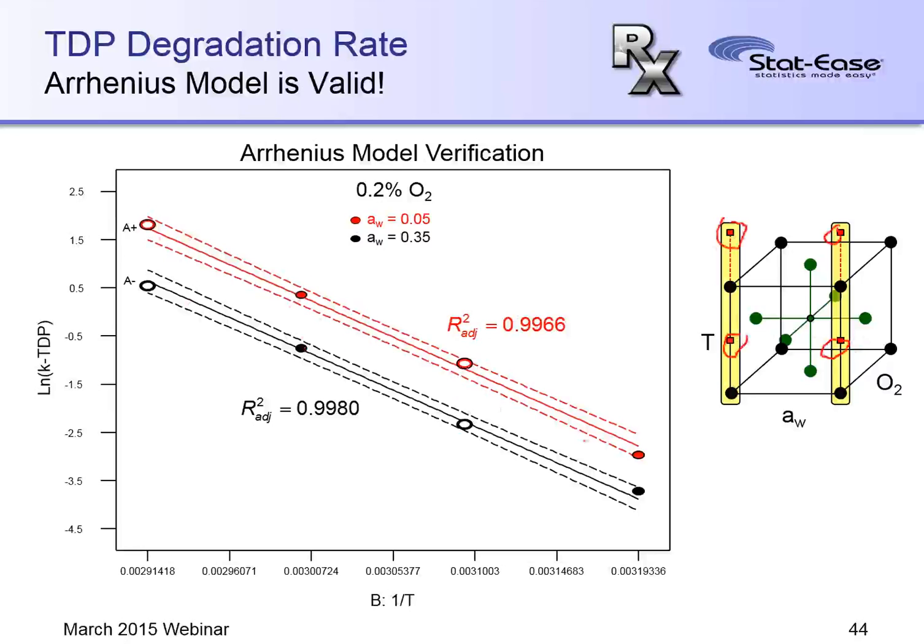And as you'll note here, when I simultaneously plot my Arrhenius verification points as well as the actual observed data, I get a nice linear relationship. My R-squared adjusted is very high. Okay, so I don't really have a reason to believe that this model is inadequate.